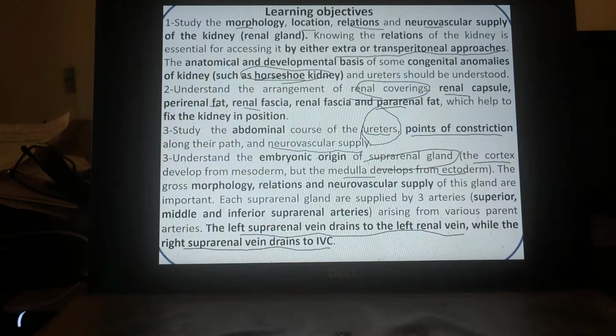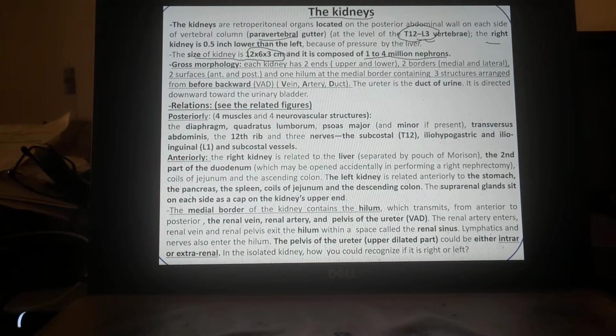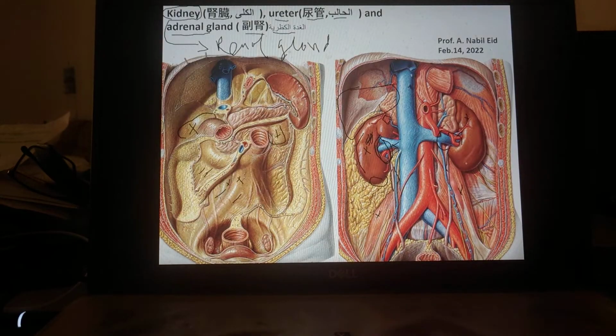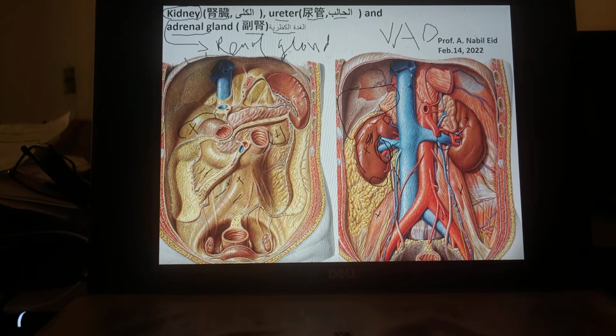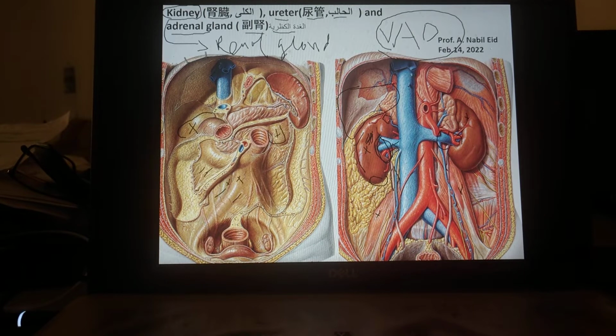If you look to the arrangement of structures here at the renal hilum, you can find the renal vein is the most anterior, then the renal artery posterior, then the ureter here is the most posterior. So it means vein, artery, duct. The duct is the ureter. So this is the arrangement of structures from anterior to posterior. That's important to know.